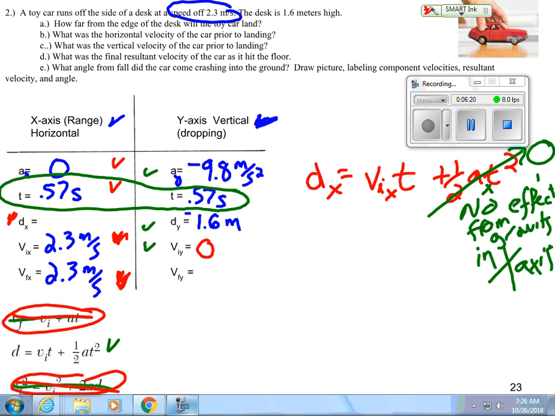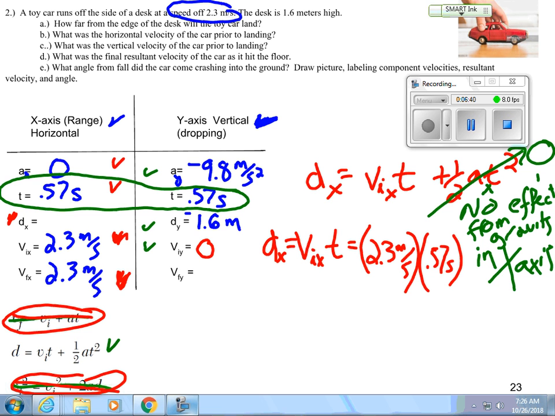All right, continuing how to solve. If d equals vt, if d of x, the range, is equal to the initial velocity in x times time, you just plug in what you know, 2.3 meters per second times my time, 0.57 seconds. The seconds cancel out. I'm looking for meters anyways. There we go. Multiply those two numbers together. My distance range, or my distance from the table, is 1.31 meters. Voila. All right, that solves for 1A.